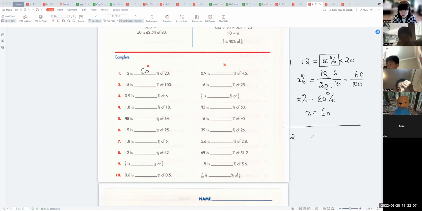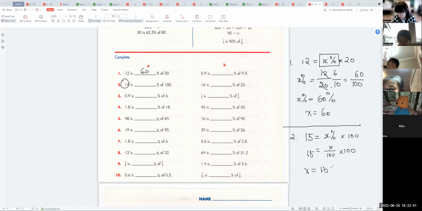Okay, number 2. So who can give me the equation? I want to call Ethan. Can you give me the equation? It's 15%. No, 15 equals, I know, but you need to give me the equation. 15 equals X percent times 100. But Ethan, you're right, because X percent equals X/100 times 100, so 15. So that's why X equals 15 still.